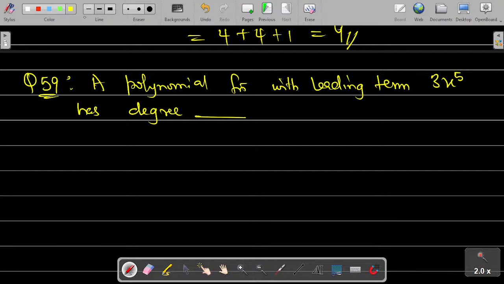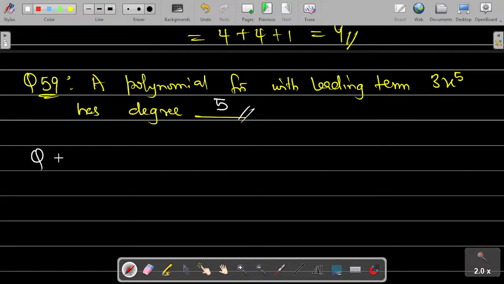What's the meaning of a leading term? Leading term is like the term that has the highest power. That's what we call the leading term of any polynomial. And remember, we said that it is the highest power present that determines the degree. So that means the degree of this polynomial is what? 5. Okay?